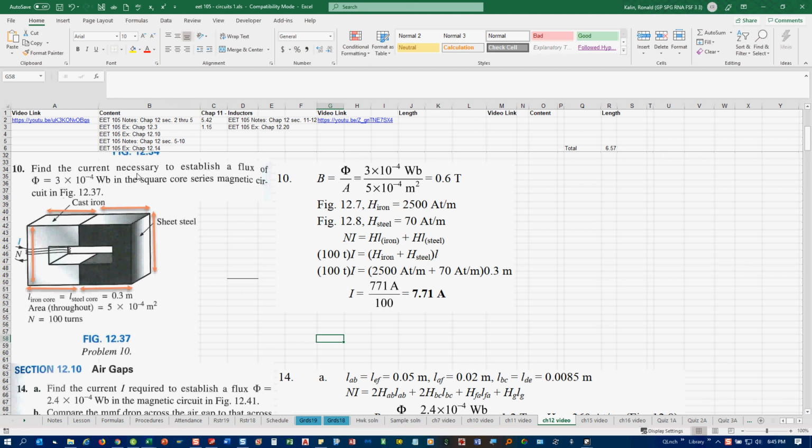It says find the current necessary. So N times I, and then you can factor out the L because it's the same length. That was given to be 0.3. So you take that 2500 plus the 70, which would be 2570 times 0.3. And then you do algebra, you divide this side by 100, divide this side by 100, you get this. So it's 771 amps divided by 100, 7.71 amps.